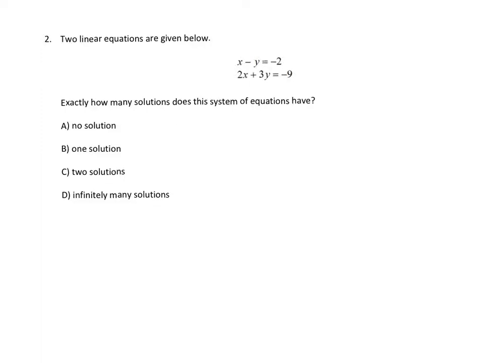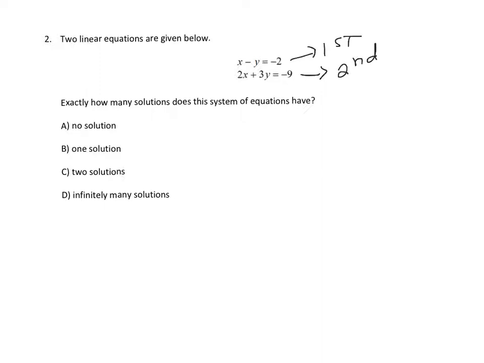All right, hello again. We will continue on the Unit 7 review, and we are now on problem number 2. I'll read it to you. Two linear equations are given below. The first one is x minus y equals negative 2. And the second one is 2x plus 3y equals negative 9.